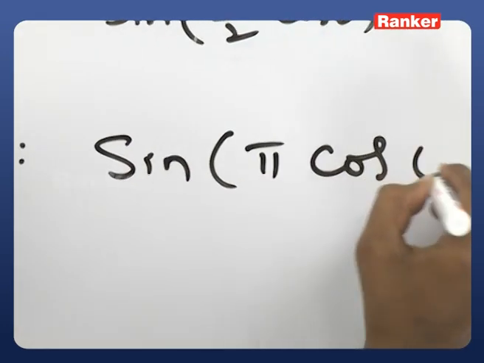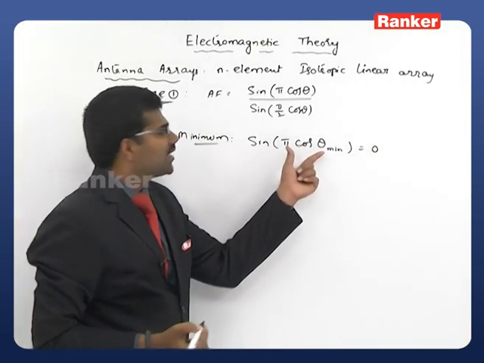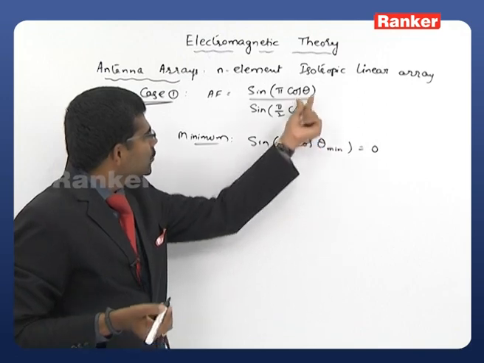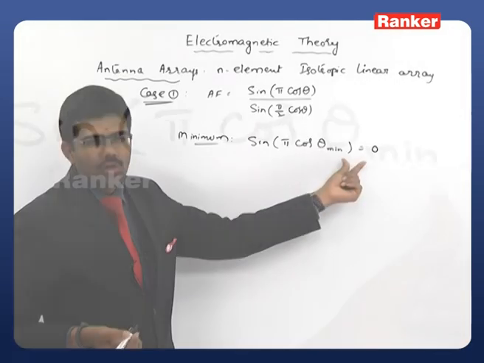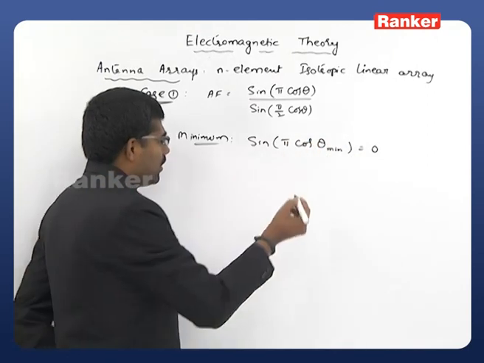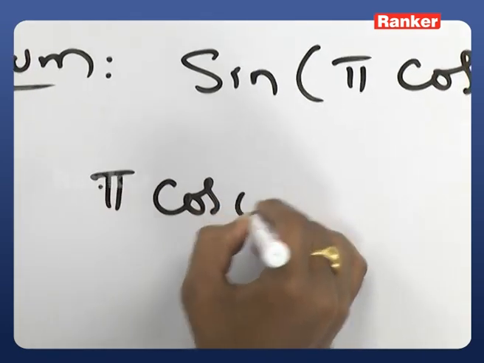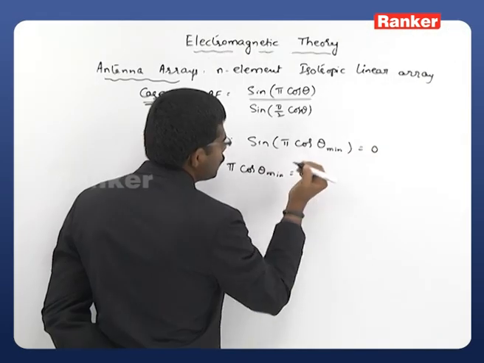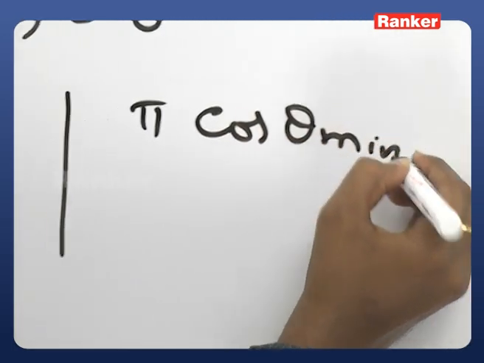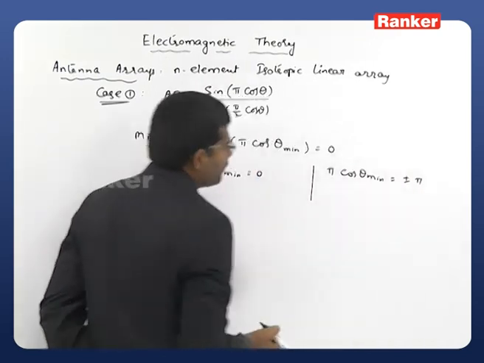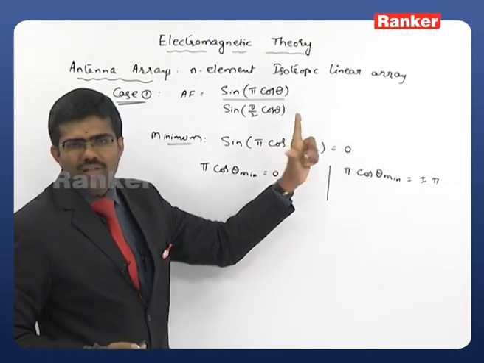Sin pi cos, instead of theta I will write theta minimum, because we are calculating the direction for the minimum radiation pattern. So sin pi cos theta minimum is equal to 0. Now once again analyze this particular sinusoidal function. Then you will get pi cos theta min is equal to 0, or pi cos theta min is equal to plus or minus pi. If you substitute 0 here, you will get 0. If you substitute plus or minus pi, then also you will get 0.